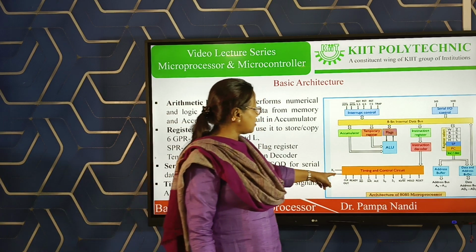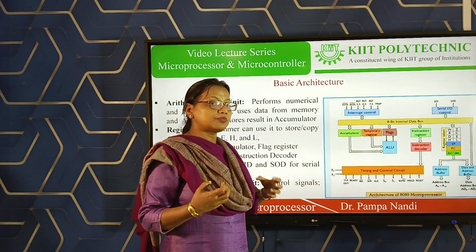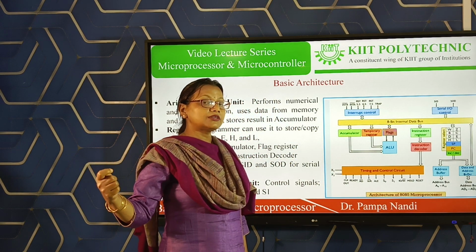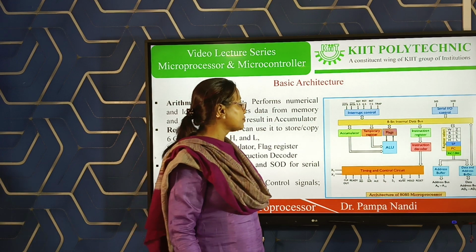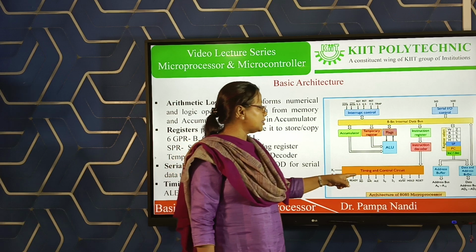You can see here another is clock out. That is the clock generated from the microprocessor. It can provide the clock to other devices. Then what are the other types of control signals related?